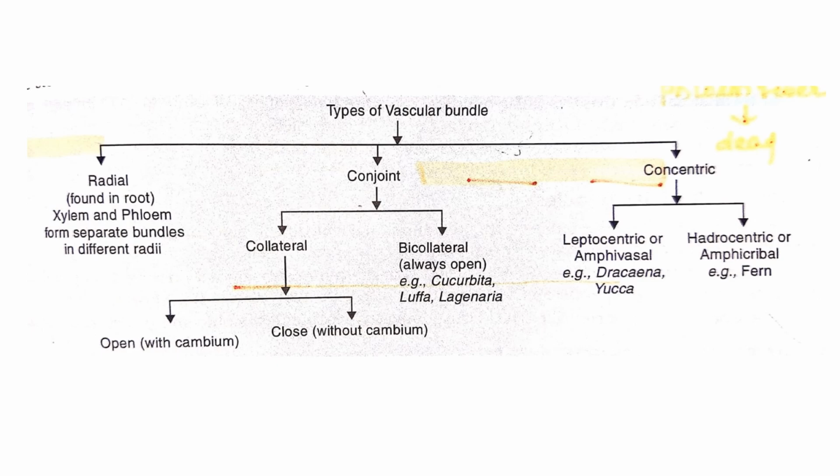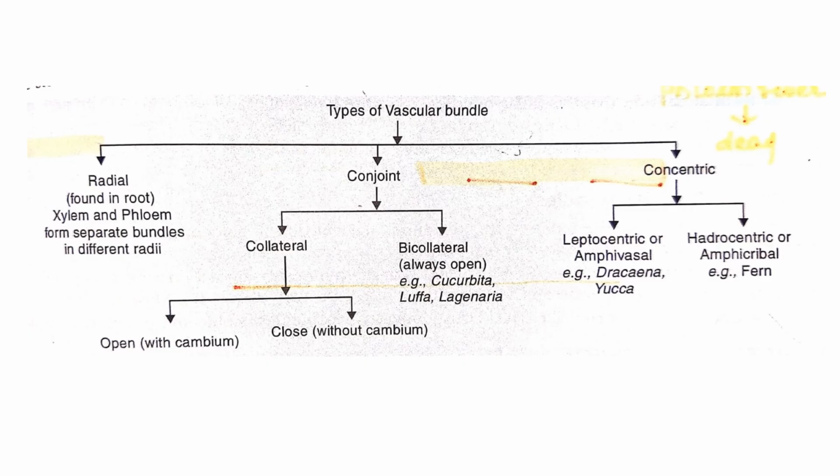In dicot root, xylem patch is 2 to 6. That is diarch. When 2, it is diarch. When 3, it is triarch. When 4, it is tetrarch. When 5, it is pentarch. And when 6, it is hexarch. So 2 to 6. In monocot root, xylem patch is 7 or more. That means polyarch. So overall, radial vascular bundle is seen in case of roots.